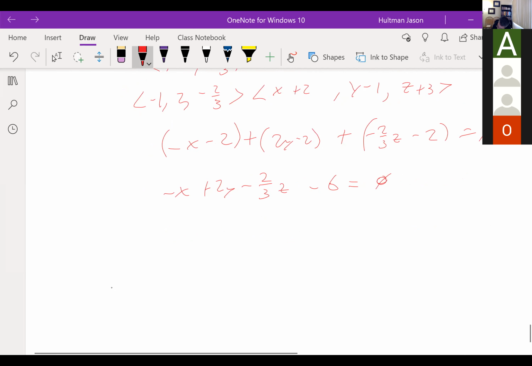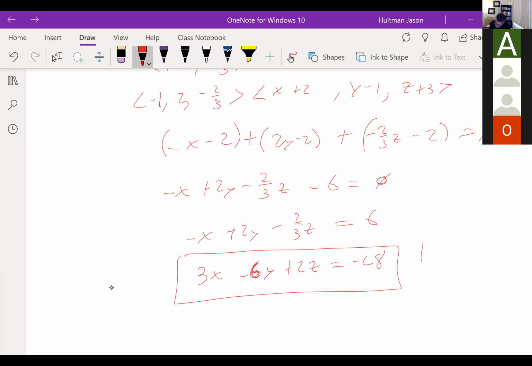So what's the equation of my tangent plane? -x plus 2y minus 2/3 z equals 6. You can leave it like that if you really wanted to. If you want to get rid of the fraction, you could multiply everything through by 3. It really doesn't matter at this point, but let's multiply everything through by -3: 3x minus 6y plus 2z equals -18. Look at that, it's a nice equation of a tangent plane. This is the tangent plane.